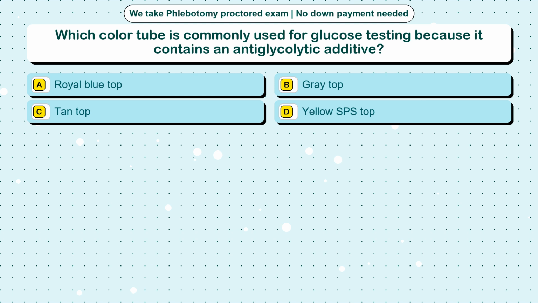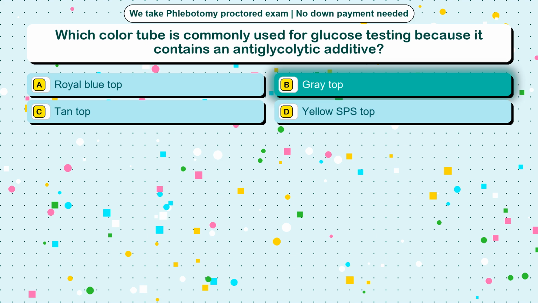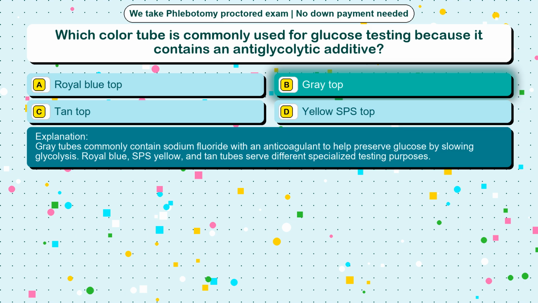Question 81. Which color tube is commonly used for glucose testing because it contains an antiglycolytic additive? Option A, royal blue top. Option B, gray top. Option C, tan top. Option D, yellow SBS top. The correct answer is option B, gray top. Gray tubes commonly contain sodium fluoride with an anticoagulant to help preserve glucose by slowing glycolysis. Royal blue, SBS yellow, and tan tubes serve different specialized testing purposes.